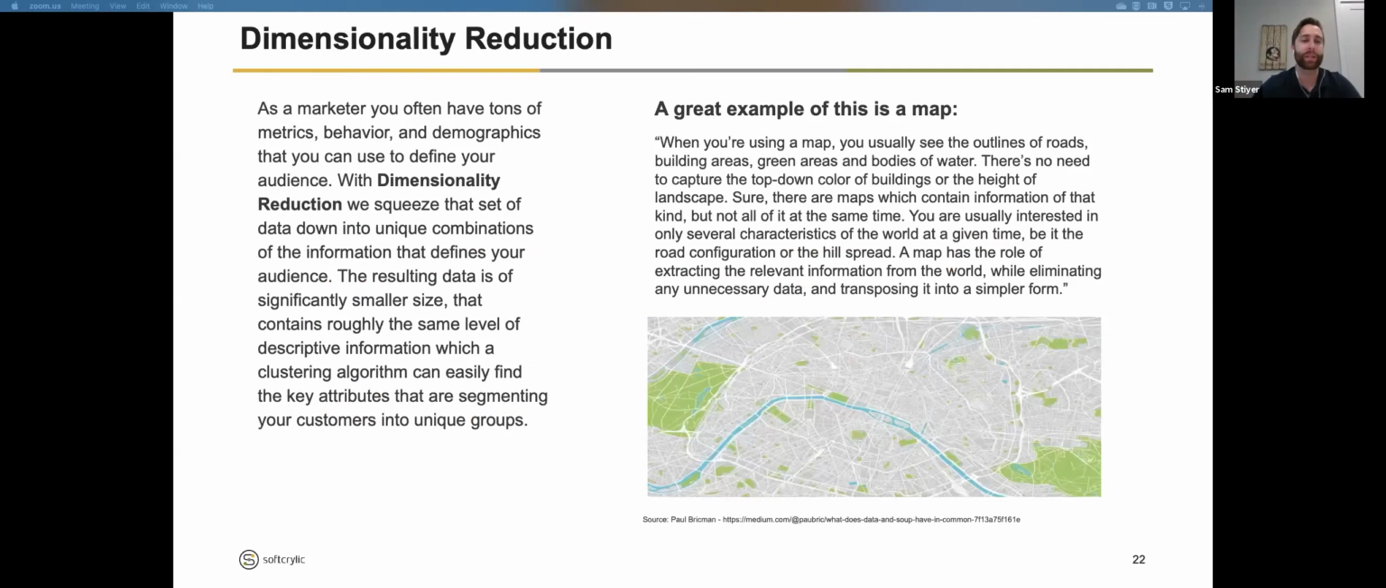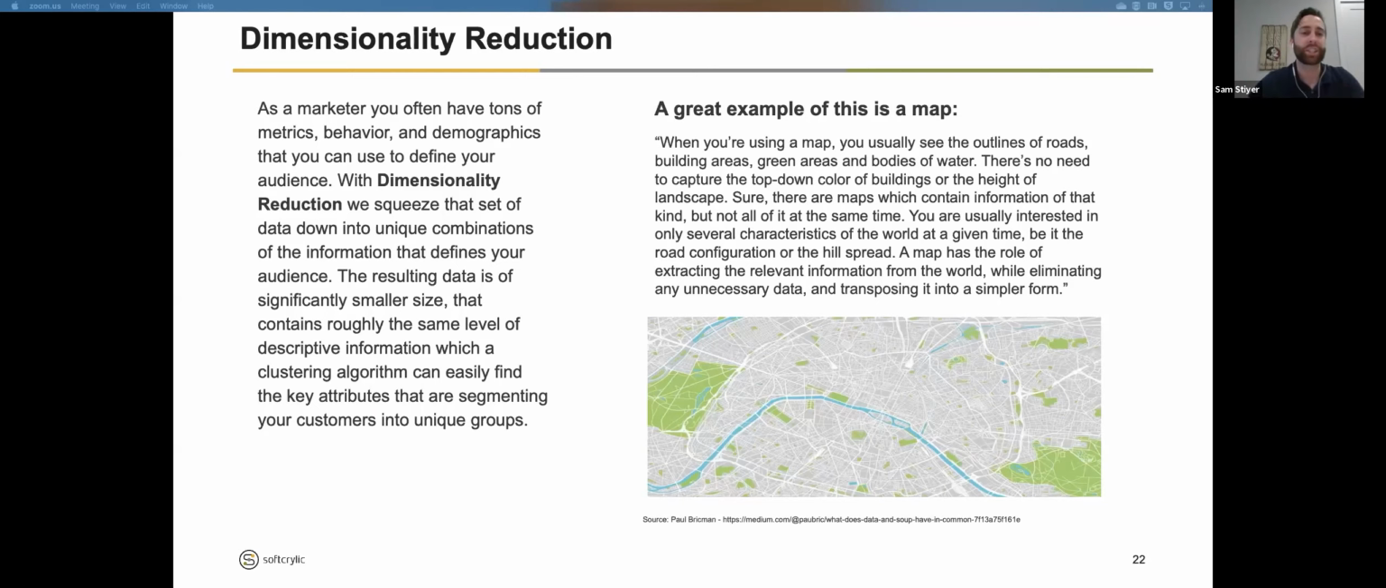It can also provide what's called dimensionality reduction. Dimensionality reduction is an incredibly important technique because it offers the ability to squeeze a set of data down to the unique combinations of information that define your audience. The resulting data is significantly smaller in size, but it contains roughly the same level of descriptive information, which a clustering algorithm, now that it's squeezed down to just what's important, is more effective at segmenting into different groups or audiences of your customers.